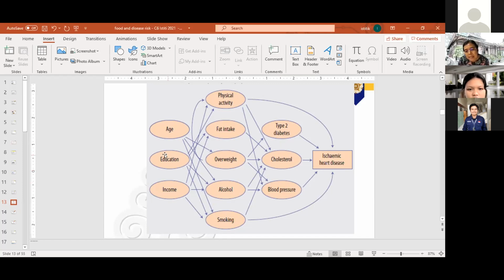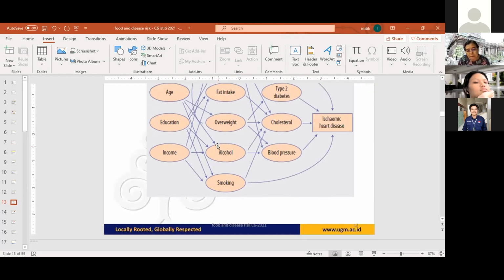They may not be directly linked, education with ischemic heart disease, but actually they can modify physical activity, modify or control fat intake, or the potential for overweight. They don't come to ischemic heart disease because they have a good education. Yeah, this is the nexus of NCDs.